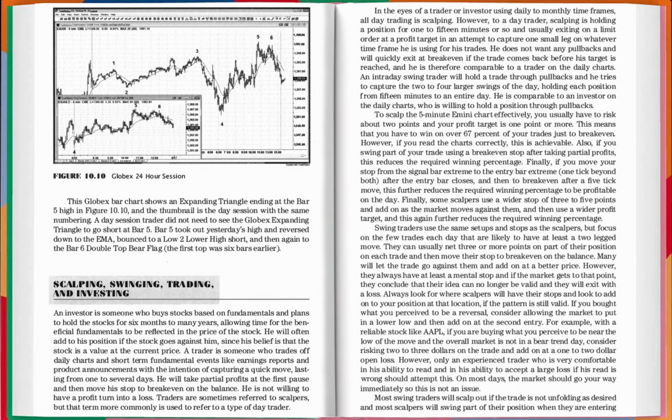Bar 5 took out yesterday's high and reversed down to the EMA, bounced to a low 2 lower high short, and then again to the bar 6 double top bear flag. The first top was 6 bars earlier.